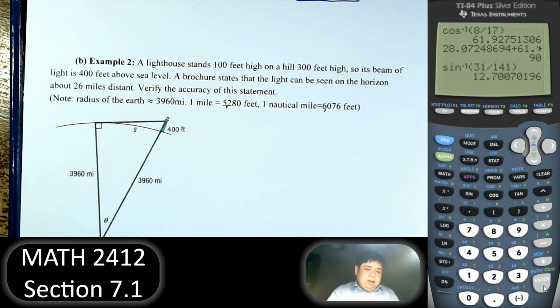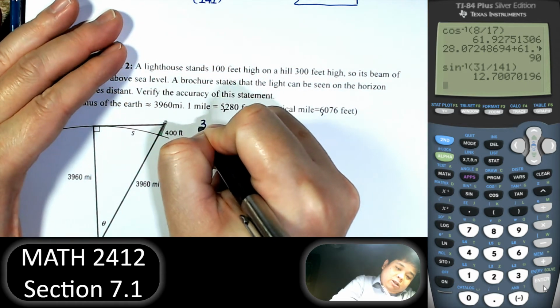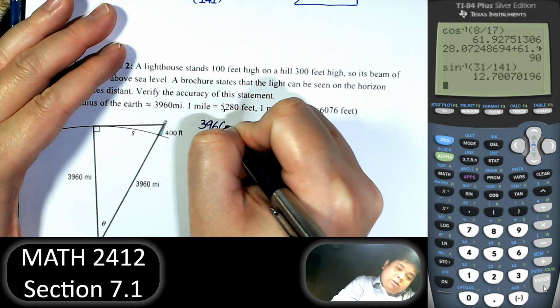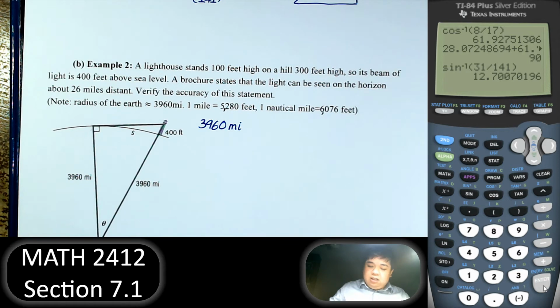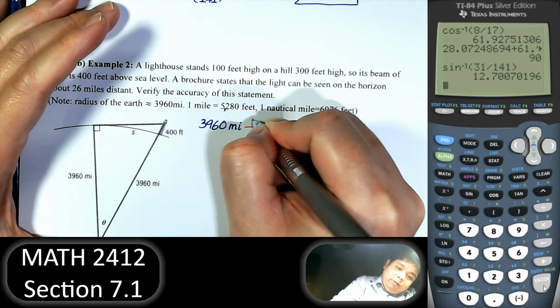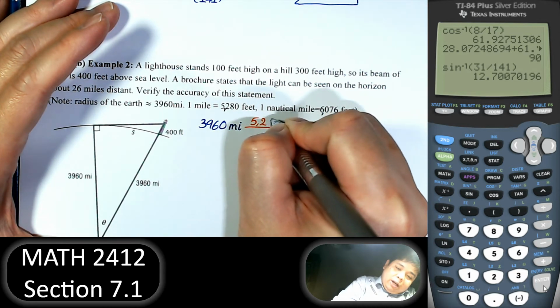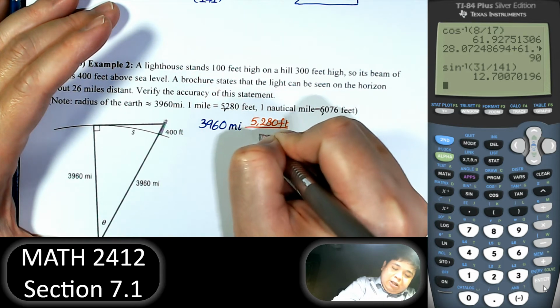So first of all, let's convert that 3,960 miles into feet. So 3,960 miles. The conversion factor is 5,280 feet is equal to 1 mile.